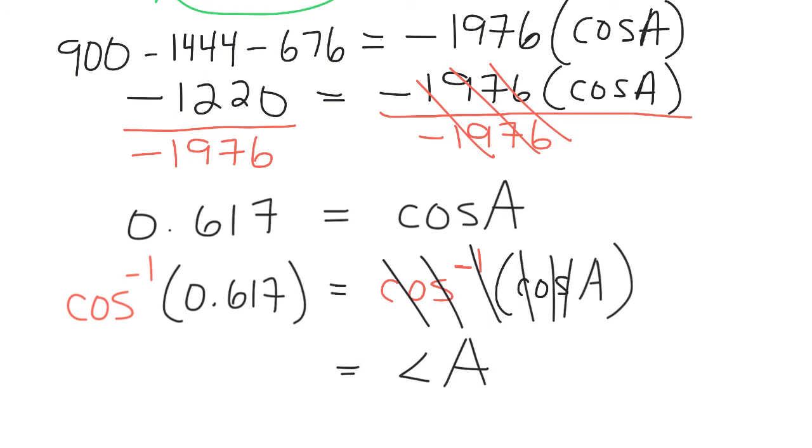On the left-hand side of your equation, you are going to put into your calculator the inverse cosine of 0.617. Remember that your final answer needed to be rounded off to the nearest whole number or the nearest angle. So my final answer is going to be 52 degrees.